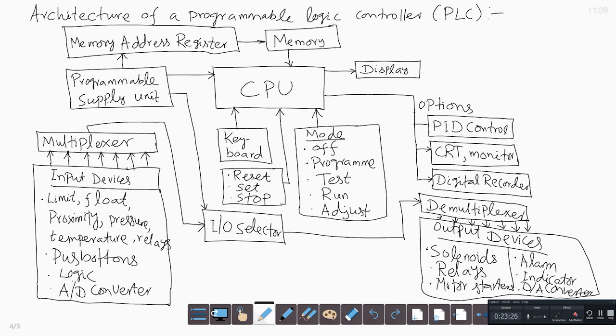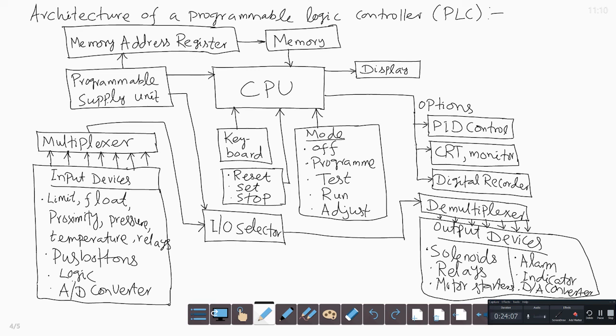And in run mode, the CPU gets signal from the programmable supply unit, and the programmable supply unit also, through the memory address register, accesses memory, and memory passes the required input data to the CPU. Then the CPU executes and sends signals to the display, and also it has options for PID controller. The CPU can operate as PID control, CRT monitor, digital recorder. These things can be taken as data.